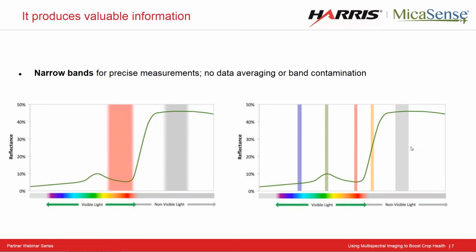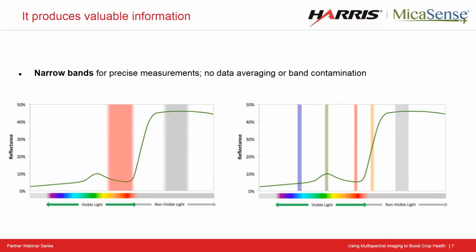When we have narrow spectral bands, specifically blue is 20 nanometers, green is 20 nanometers, red is 10 nanometers, and RedEdge is 10 nanometers, we can position them in strategic places along the plant's reflectance profile that are going to allow us to pick up small changes. For example, changes in a plant's photosynthetic activity is going to be identified by a change in reflectance at red.